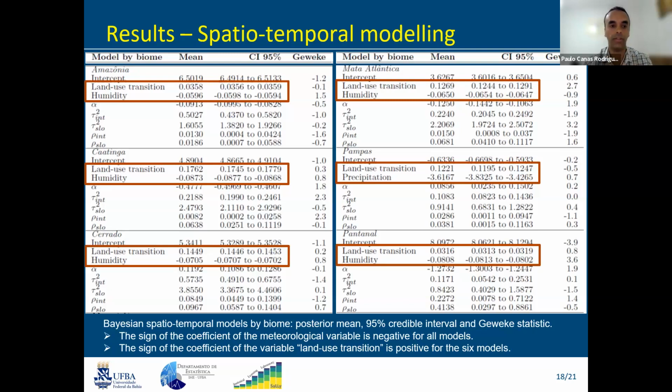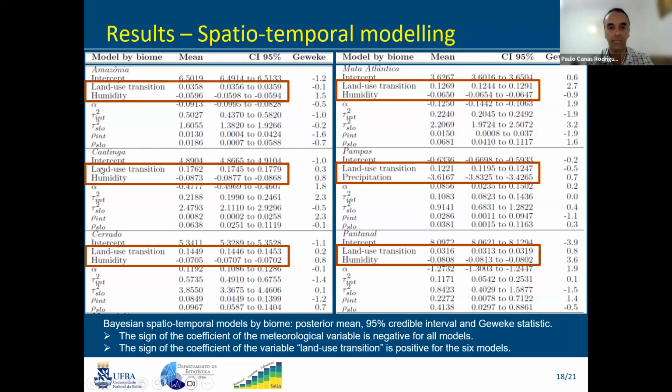So you can see that in this case here, for instance, land use transition has a positive coefficient, and the credible interval is also positive. For humidity, there is a negative coefficient and a negative credible interval. So this means that the number of fire spots is positively influenced by the land use transition and negatively influenced by the humidity, meaning that a high humidity reduces the number of fire spots, which is what we expect. And I think a good conclusion of this work is that the land use transition from green areas to farming increases the number of fire spots. So, this is for Amazonian.